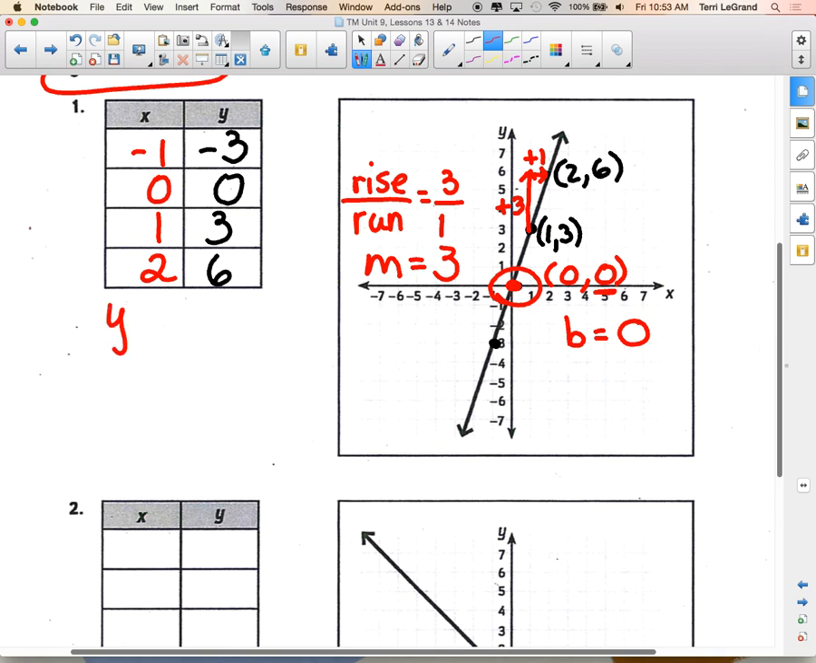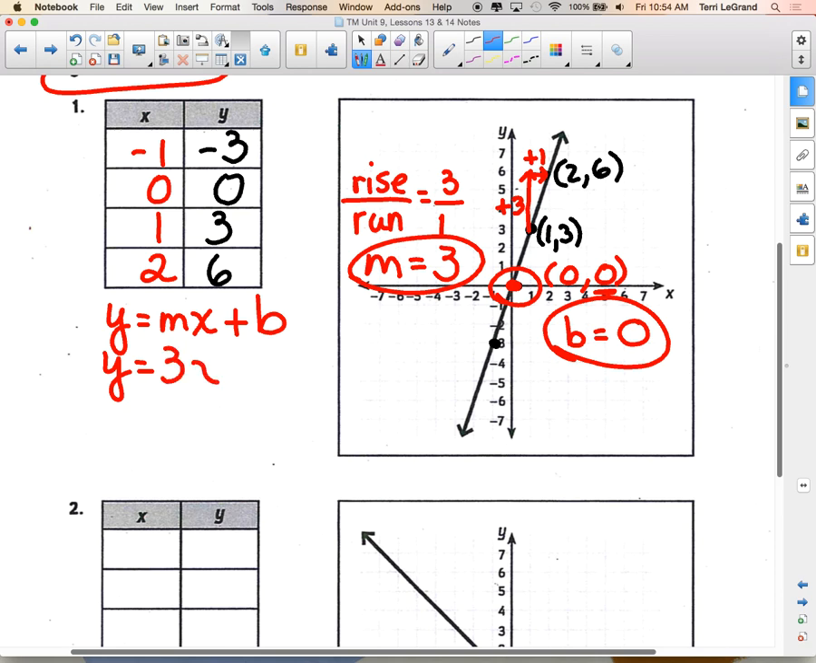So we have y equals mx plus b. Let's write the form. And now let's substitute this information that we arrived at from the graph. M is 3, so we substitute 3 in for m. B is 0, so we substitute 0 in for b.